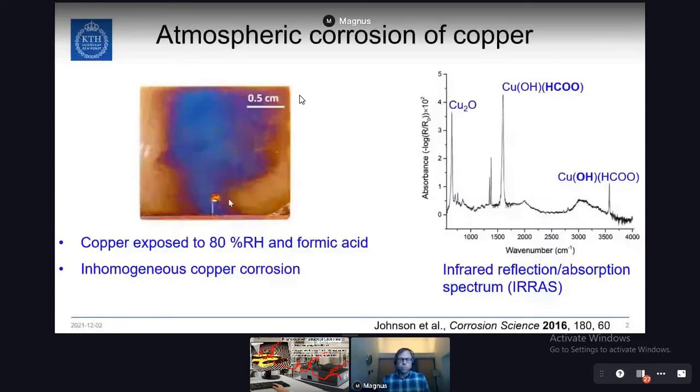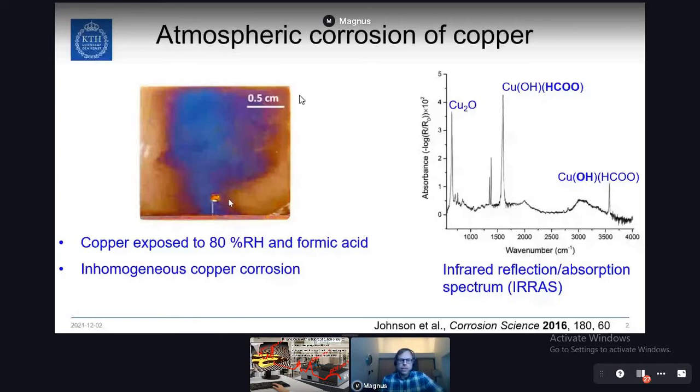The reason we study copper is that it is a metal that has been used in a lot of different applications in industry. You can, for example, see it on old church roofs. However, a problem with copper is that it corrodes in a number of different environments. And in order to really understand the corrosion, we need to study it on the nano level. So that's why we are using nano-FTIR spectroscopy.